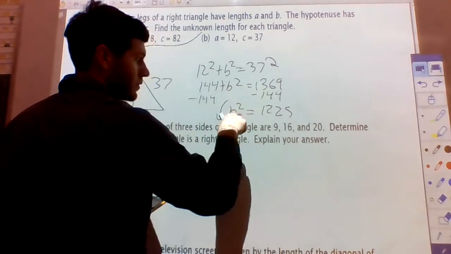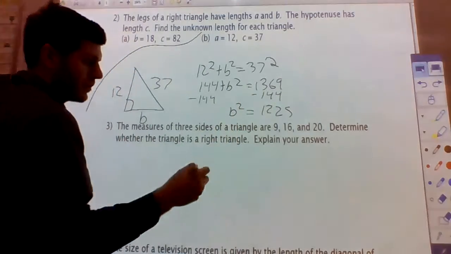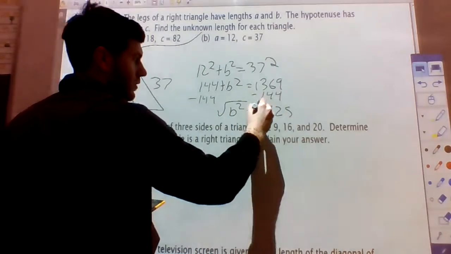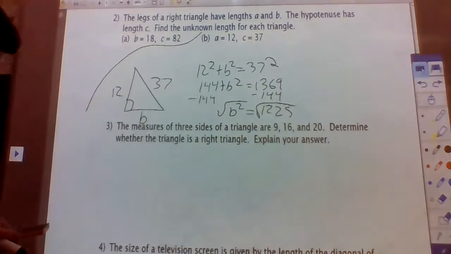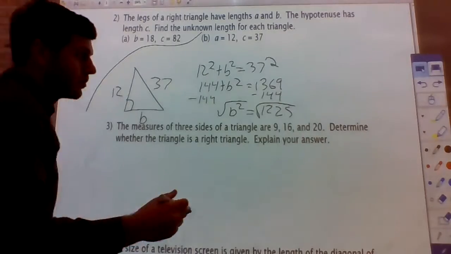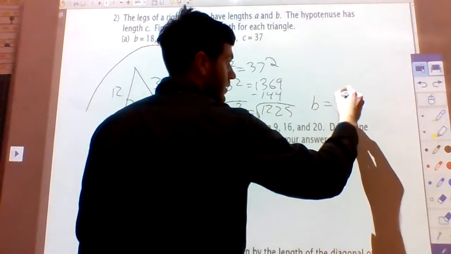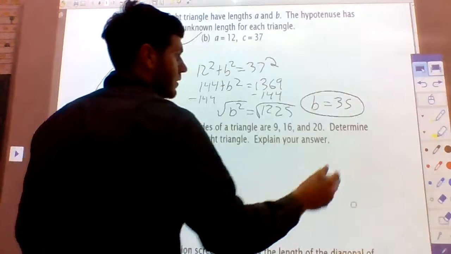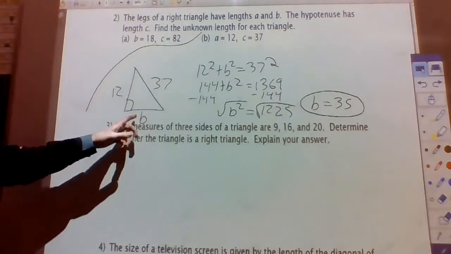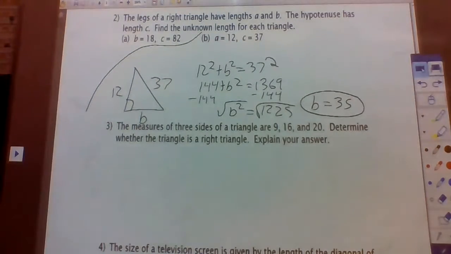1225. How do we get rid of a square? We have to do the inverse operation, which is a square root. So square root of 1225 is 35. So again, plus or minus 35. Okay, plus or minus 35, but we can't have a negative side length, so it's just 35.